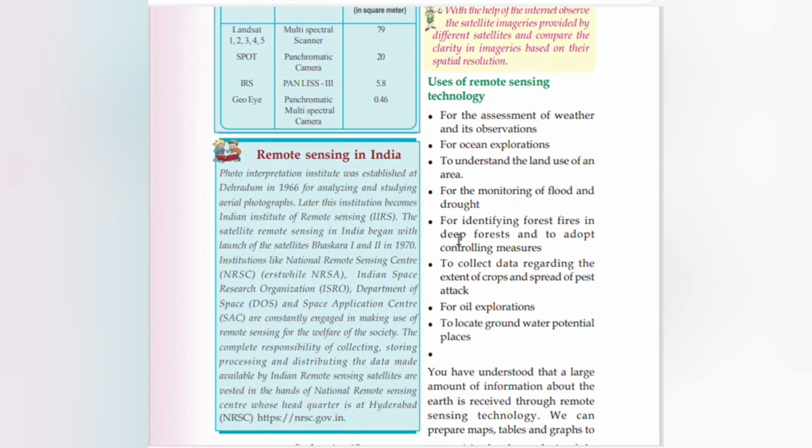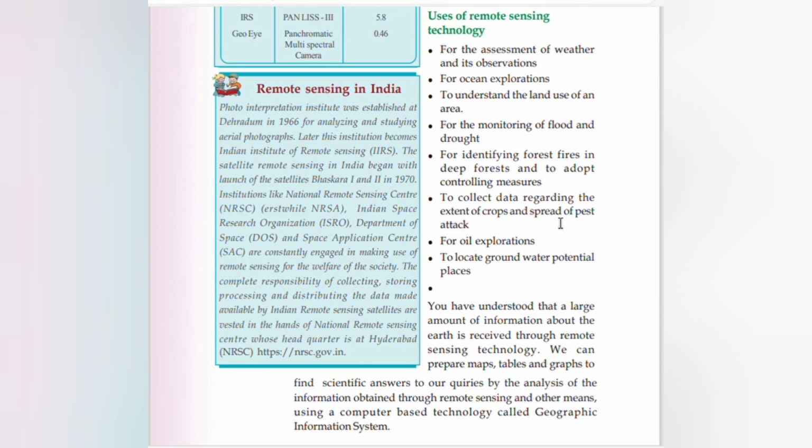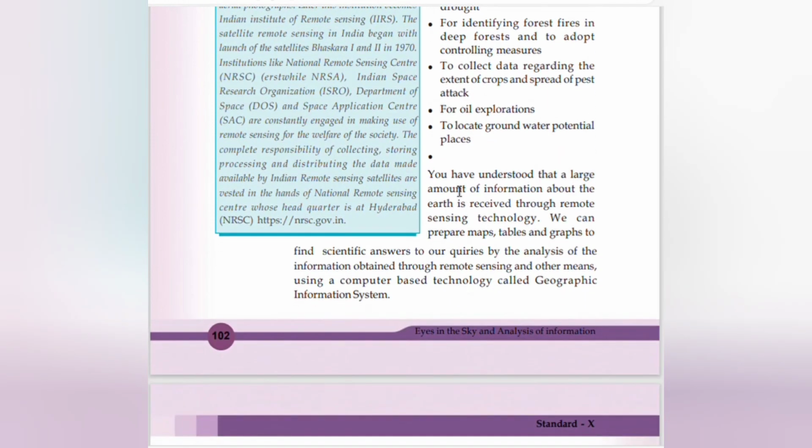Remote sensing technology is used for the assessment and observation of weather, for ocean explorations, to understand the land use of an area, for the monitoring of flood and drought, for identifying forest fires and deforestation and adopting controlling measures, to collect data regarding the extent of crops and spread of pest attack, for oil explorations, and to locate groundwater potential places.